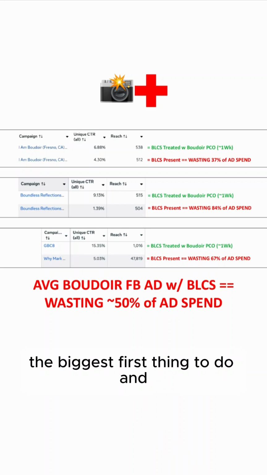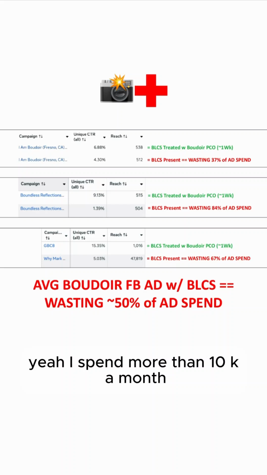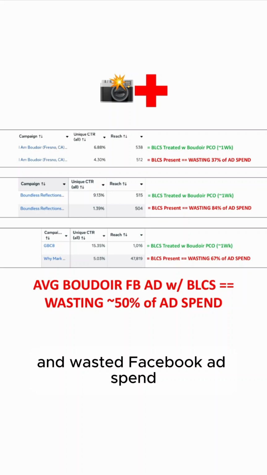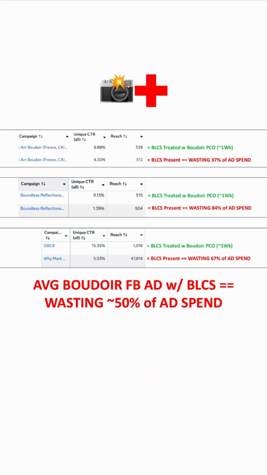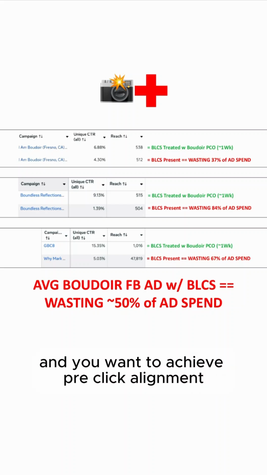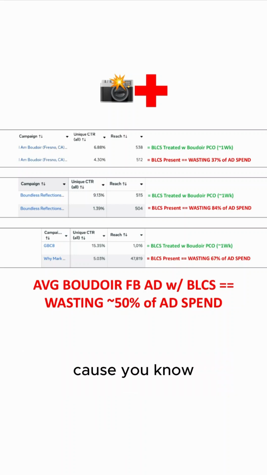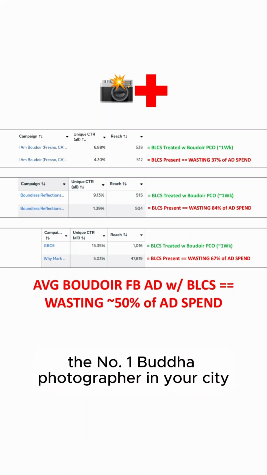by actually plugging these leaks, which is the biggest first thing to do, and spend more than 10K a month. So on average, Boudoir Pico probably eliminates about half that, about 5K a month approximately, in wasted Facebook ad spend. Put that back into your pocket. You don't have to spend it anymore. Approximately 60K over the next 12 months. And so you want that, and you want to achieve pre-click alignment, become a dominant Boudoir advertiser with Boudoir Brain Entry Boost, because that's what you need on your journey to become the #1 boudoir photographer in your city.